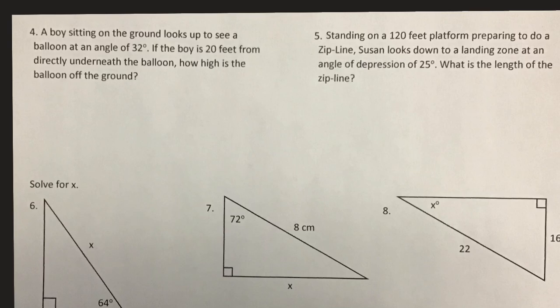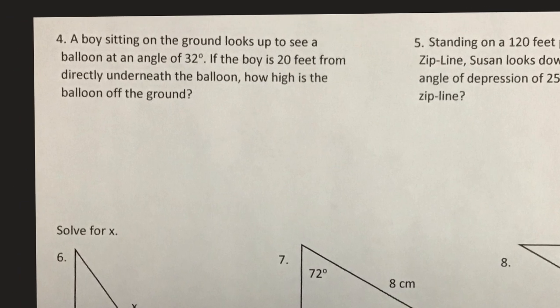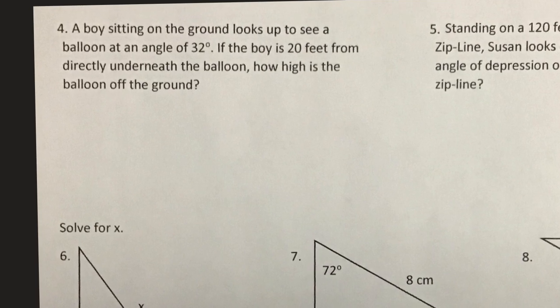Okay, this section of your review is the trig section. We're going to do some things with trigonometry, so make sure you know your SOHCAHTOA, right? Sine is opposite over hypotenuse and such and such.